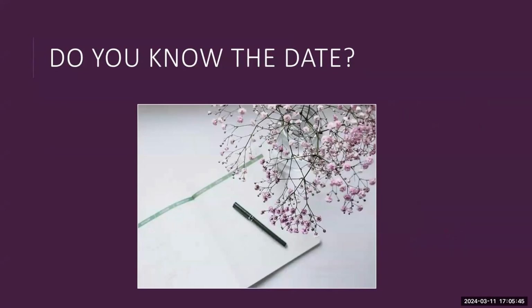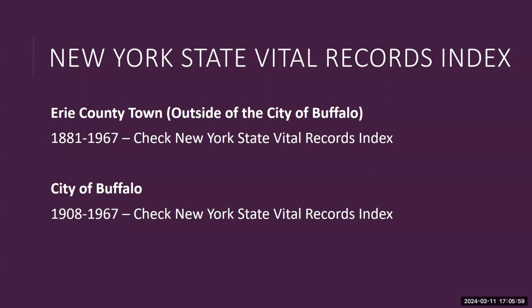If you don't know the date of marriage that you're searching for, there are a few ways that you could find or narrow down the date. The first is to search the New York State Vital Records Index. A marriage should be listed in this index if it took place in an Erie County town outside of the city of Buffalo and was between the years 1881 and 1967, or if it took place in the city of Buffalo between 1908 and 1967.